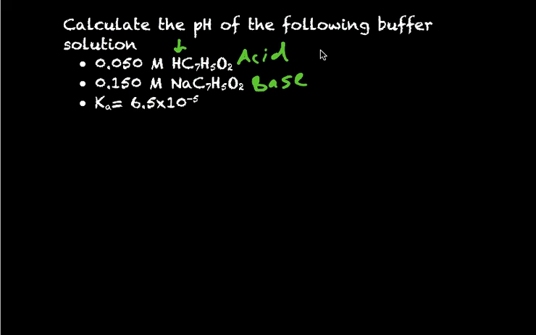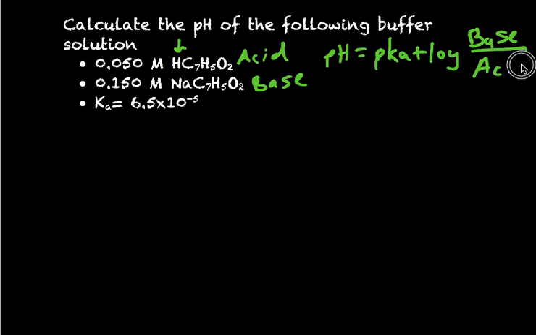Okay, so the Henderson-Hasselbalch equation reads, the pH is equal to the pKa plus the log of the base over the acid. So, in this problem we're given the Ka. We need to find the pKa. To find the pKa, all you need to do is take the negative log of the Ka.